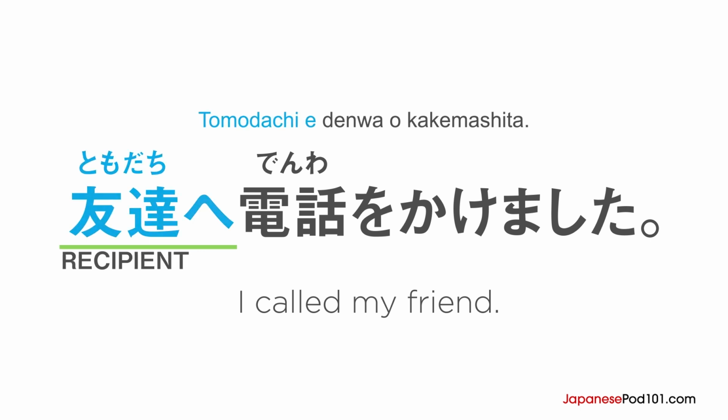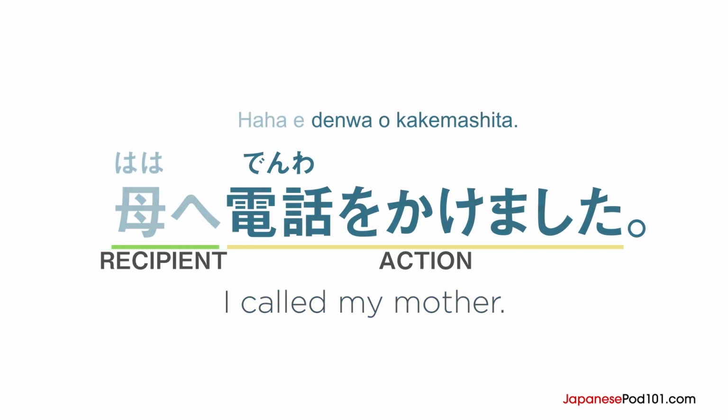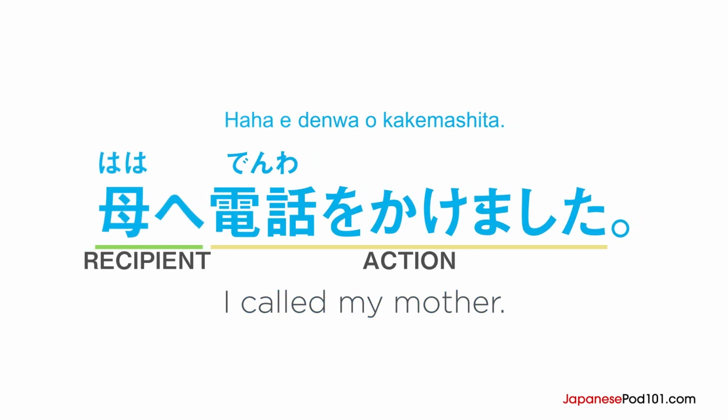友達へ Then we have the action, I called. 電話をかけました。 Let's see the same sentence with a different recipient. For example, I called my mother. 母へ電話をかけました。 Also, in this case, the recipient of the action is marked by the particle. 母へ Let's take a look at a few more examples.